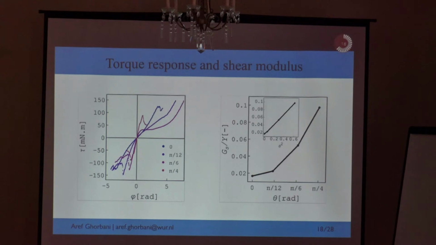So the torque response and the shear modulus also depend, of course, on the orientation of the unit cell. First, this shear modulus is for small deformations. It is smaller when the orientation of the unit cell is horizontal, but when we twist it to the diagonal direction, the π/4, then we have the stiffest cylinder, which is kind of understandable. It's not really weird, I would say.